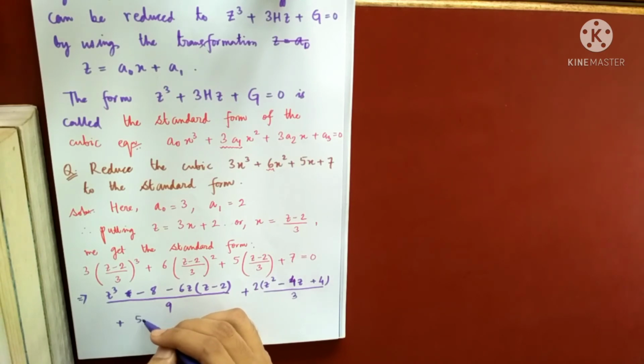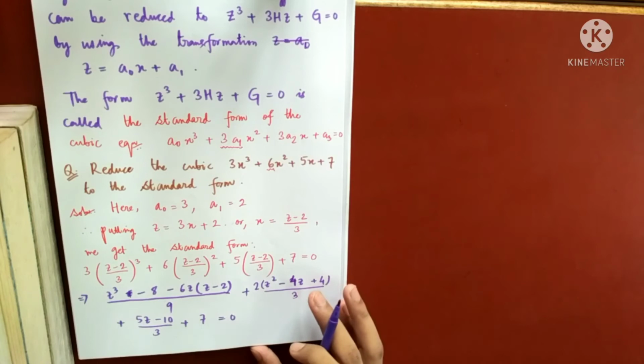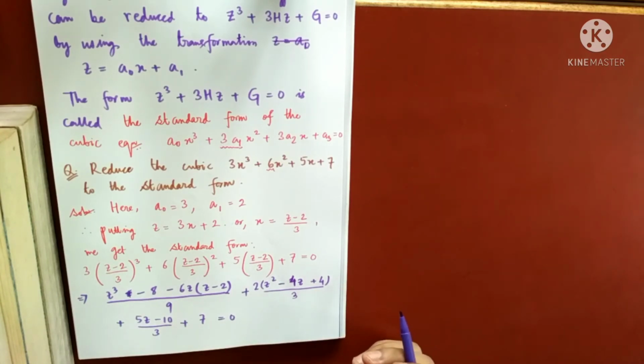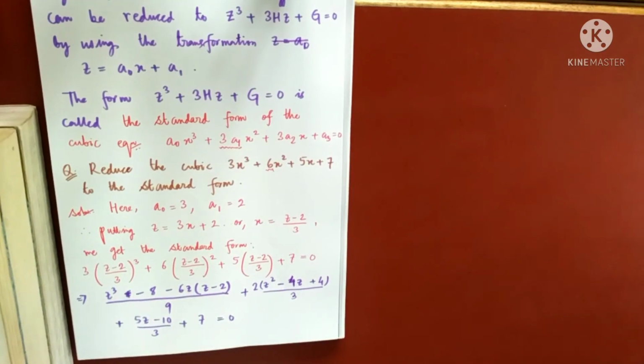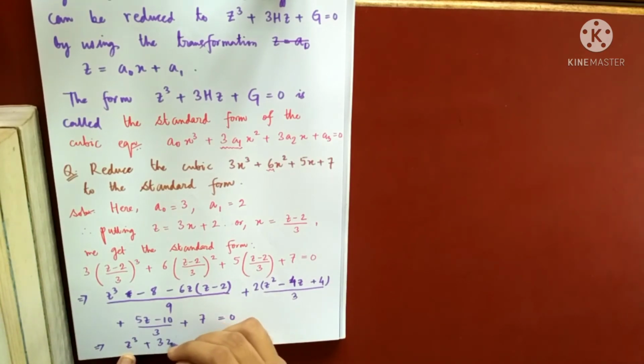Plus 5z minus 10 by 3 plus 7 equals 0. Just take LCMs and all and try to simplify this. Just complete the sum. That is your task to do. After simplifying, you will get something like this. Remember, the z square term should not be there because the standard form does not contain the z square term. If you are getting it, you are doing something wrong. So you should get z cube plus 3z plus 49 equals 0.